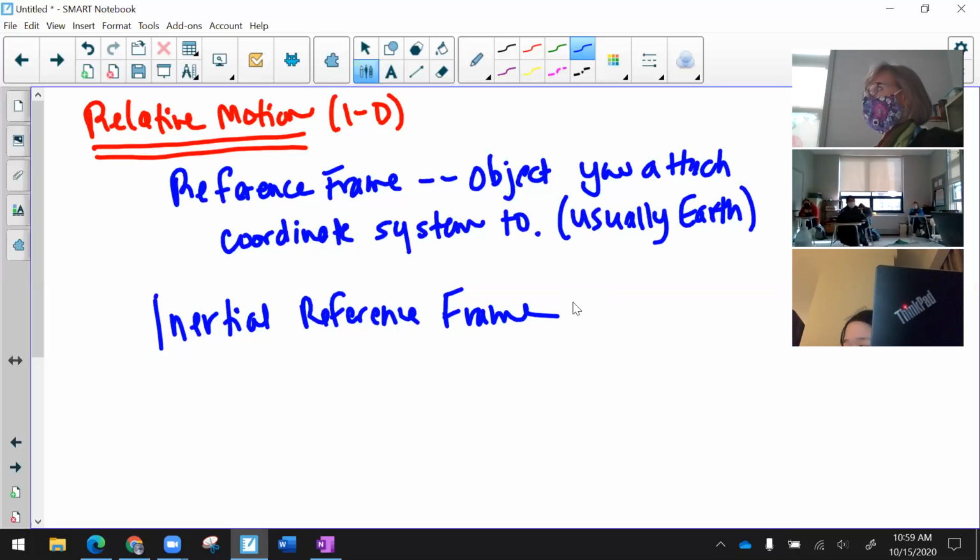You don't have to take into account the fact that the Earth is rotating. However, if I'm going to launch a missile from the United States to Moscow, I have to take that into account because it's going such a long distance.